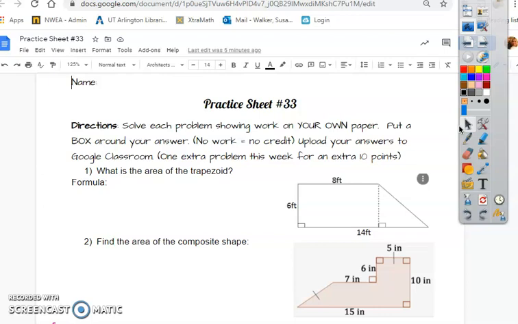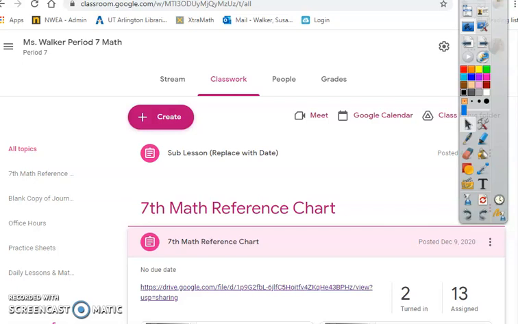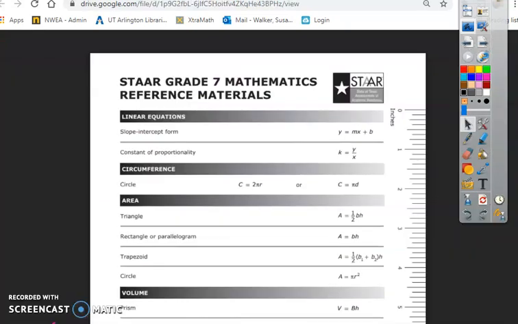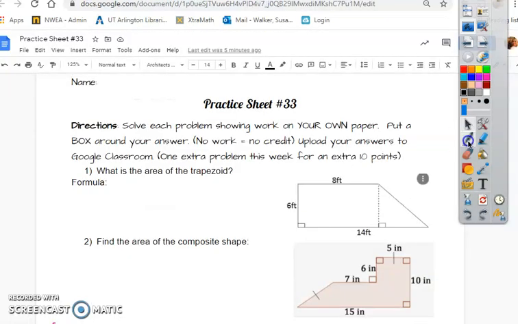So our formula for area of a trapezoid is right here. Half, add the bases times the height. Half B1 plus B2 times H. I was trying to find a place to increase the size of that, and I cannot see it. So A equals half B1 plus B2 times height, okay?